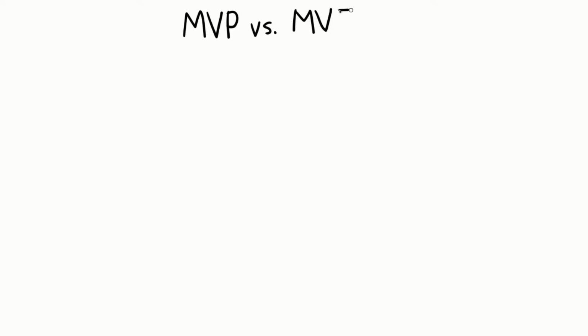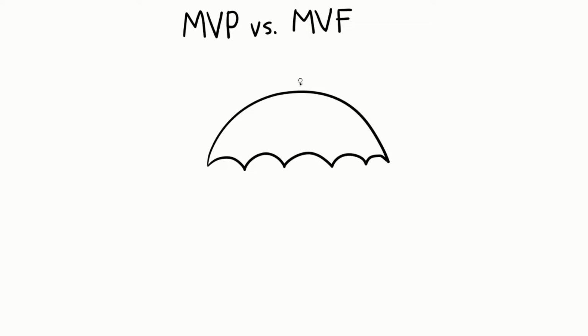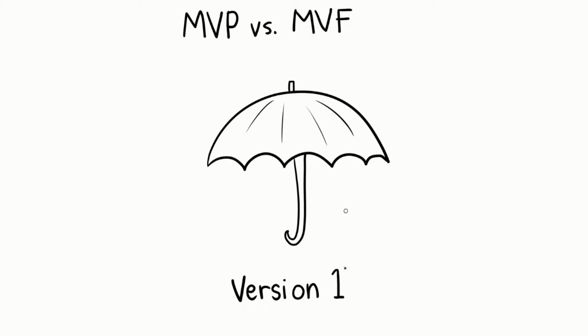Let's talk about MVP and MVF tests. First of all, what are they? An MVP, or minimum viable product, is your version 1 release for the product, and an MVF, or minimum viable feature, is your version 1 release for the feature.